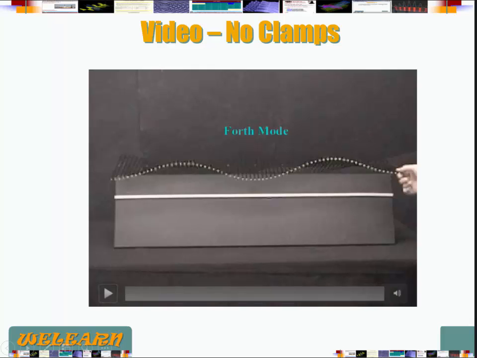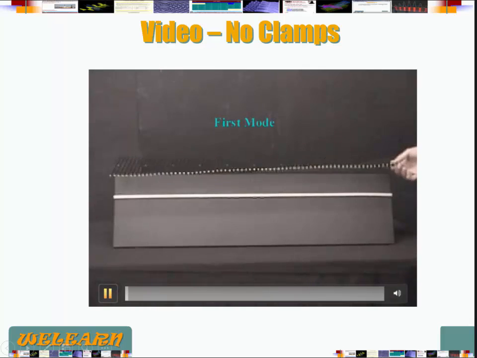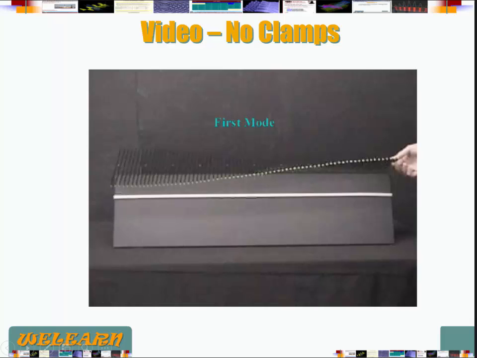So now let's re-examine this in slow motion. In something like this, we have a node here, an antinode here, and an antinode here. So we have half a segment here and half a segment here. All together, at the first harmonic, we still have a segment made up of two halves in this case.